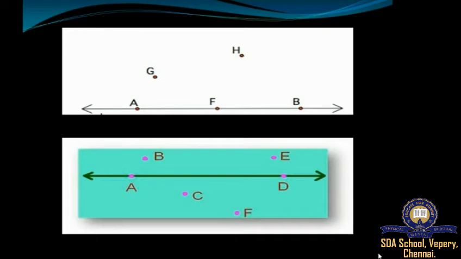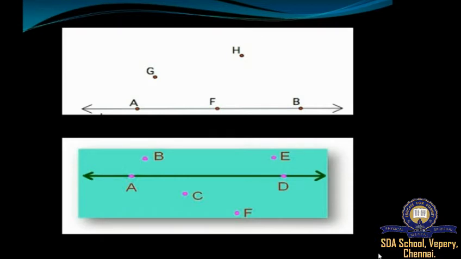In the first figure, you could see that A, F, B are on a same line, whereas G and H are scattered. Therefore A, F, B, G, H are not collinear points; they are non-collinear points. So what are non-collinear points? A group of points that don't lie in the same line. Such points are called non-collinear points.